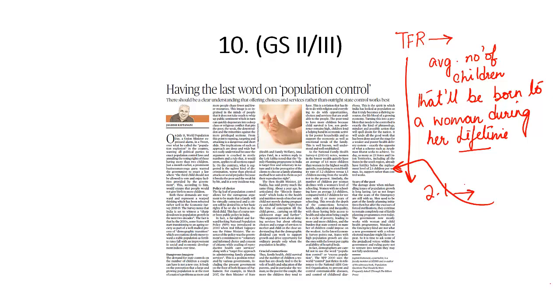There is a beautiful point mentioned in this article. It says that there are 23 states and union territories in this country, including all the states in South India, where fertility below the replacement level of 2.1 has already taken place. So that means the population is bound to come down. So we should not be looking at population explosion. That is why this phrase population control should not be used. There should be a clear understanding that offering choices and services rather than outright state control works best. That is what you need to understand from this newspaper article.